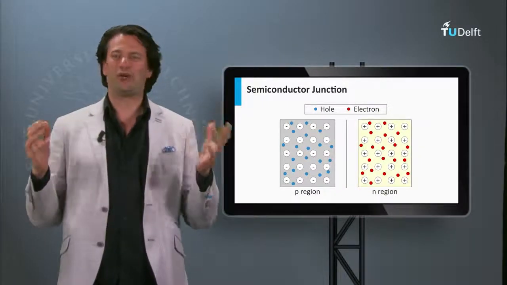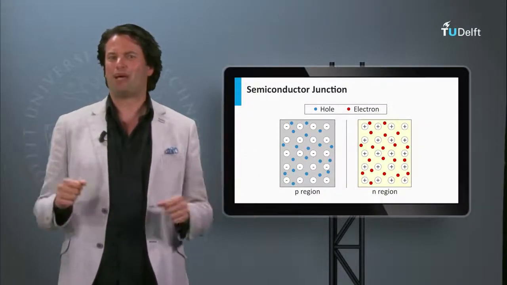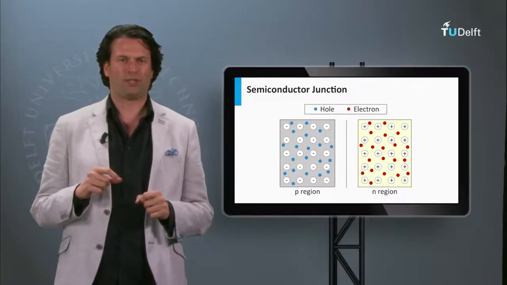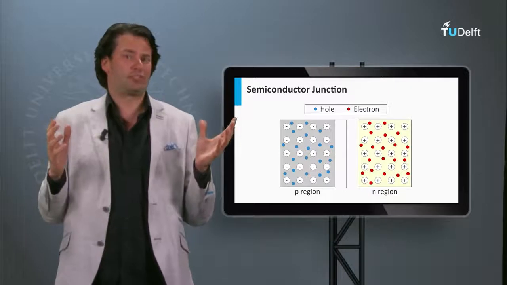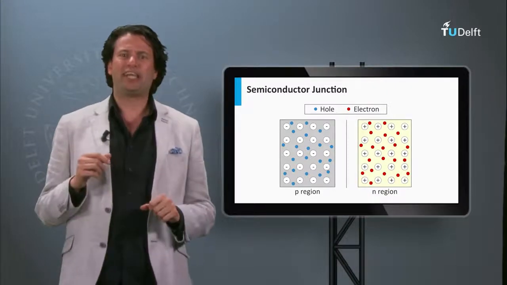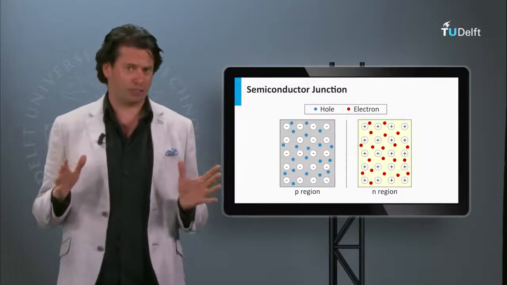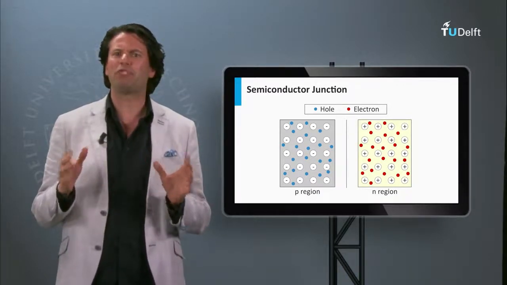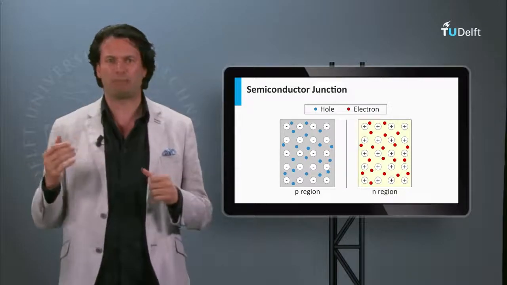Finally, we are going to build a solar cell. Most solar cells are based on a p-n junction. The question is, what is a p-n junction? Again, we take as an example the case for silicon.